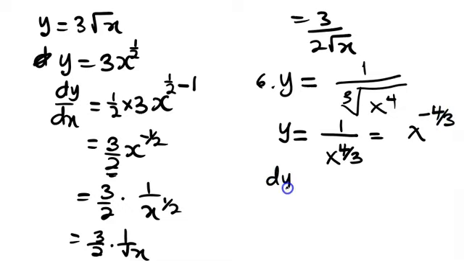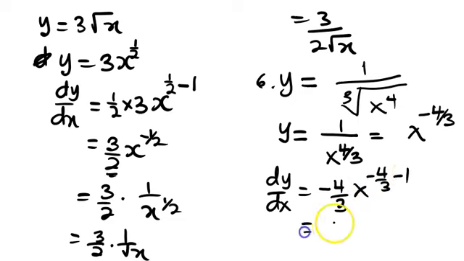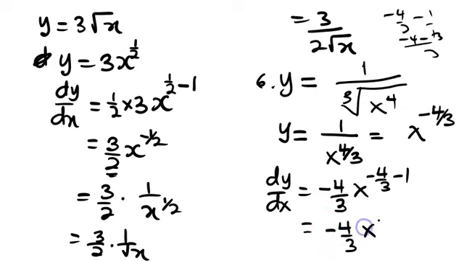So to differentiate, dy/dx is minus 4 on 3 x, then minus 4 on 3 minus 1. That is the answer. So you can simplify further. Minus 4 on 3 minus 1, that's minus 4 minus 3. So you have minus 4 on 3 x to the power minus 7 on 3. You can end it here, or you can simplify further.